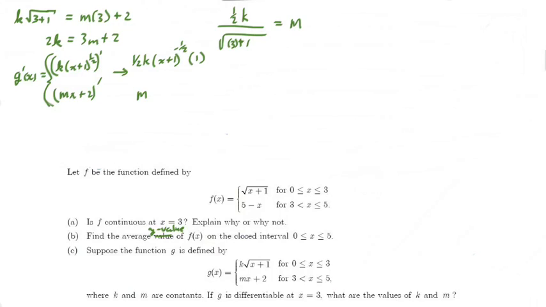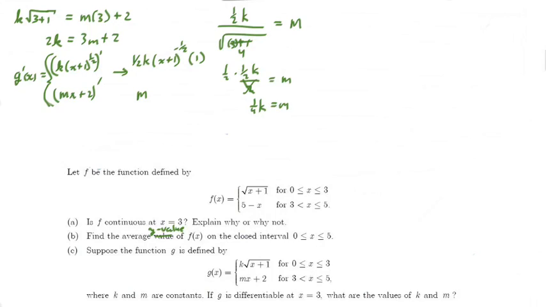Alright, so let's simplify stuff. This would be a 4 right here. What is the square root of 4? It would be a 2. So we have 1/2 of k divided by 2. When you divide by 2, that's the same as multiplying by 1/2. So if I multiply that 1/2 by 1/2, I get 1/4. So I get 1/4 k equals m.